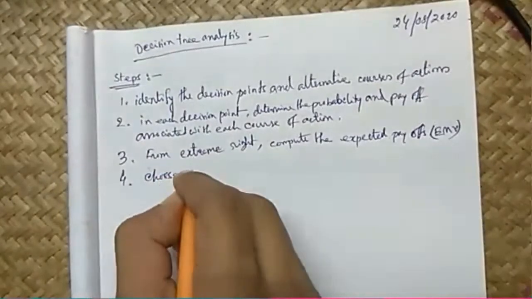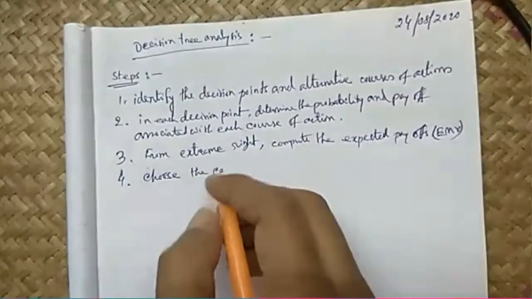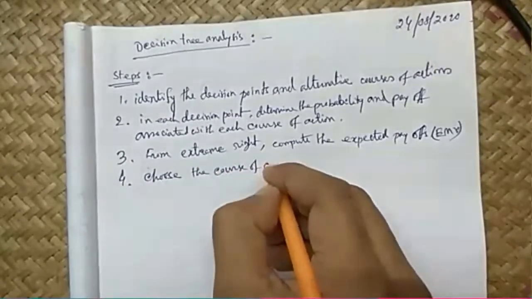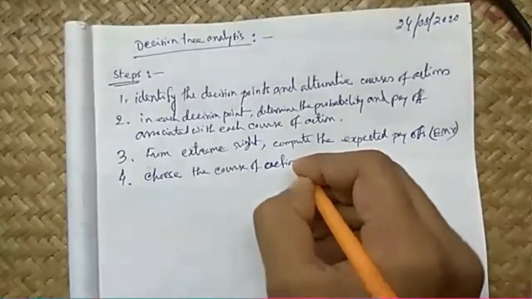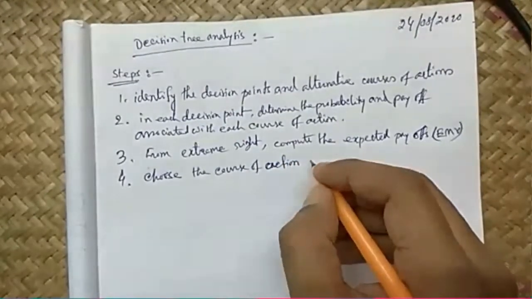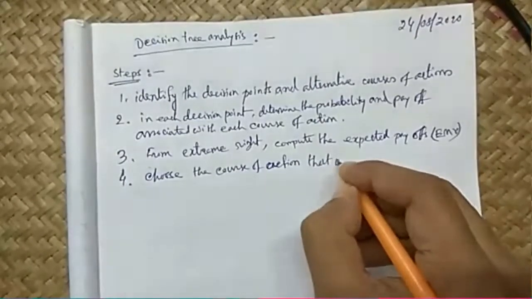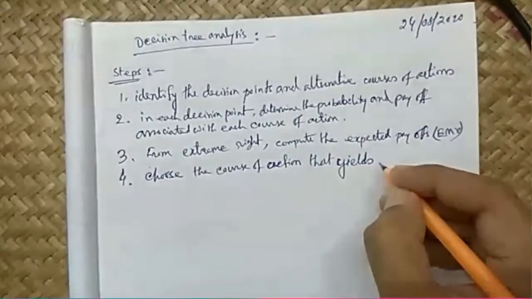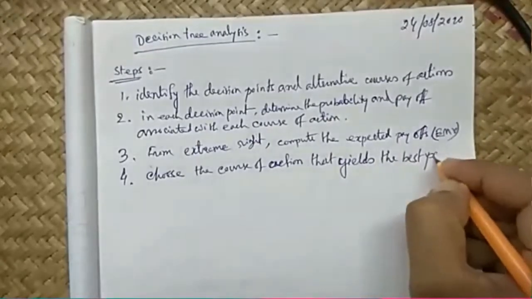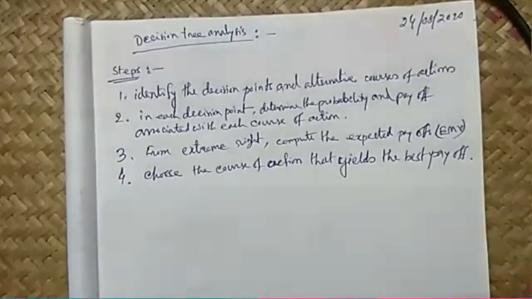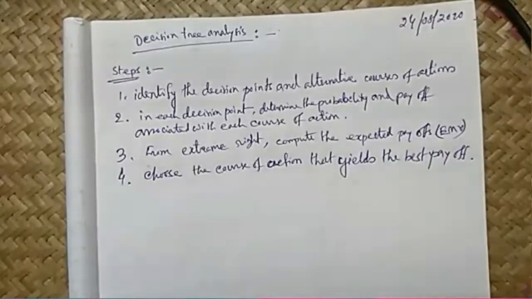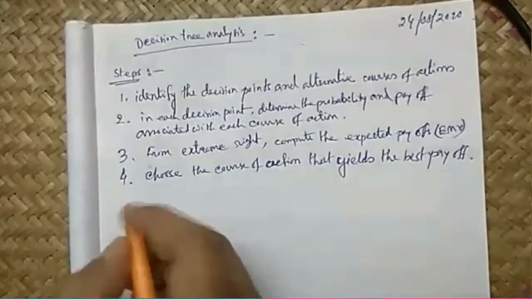Number four, choose the correct course of action, which yields the best payoff. When you talk about cost, we go for the minimum one. When you talk about the profit, we go for the maximum one. That's why we are calling it best, not maximum or not minimum. So when we talk about profit, then we take the maximum. When we talk about cost, we take the minimum. This is how the best differs.